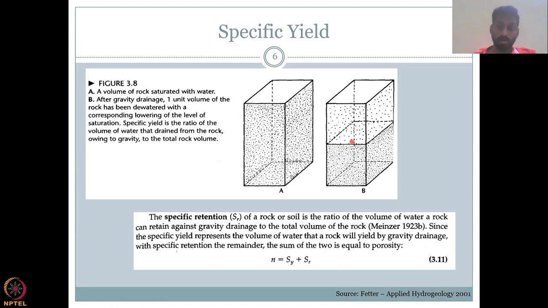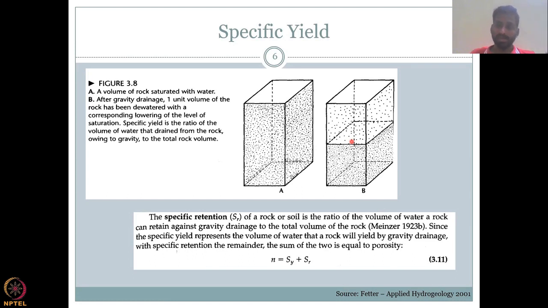So you have the total rock volume that is given to this specific yield. Specific yield is a very important measure of how much water can be drained by gravity and what is remaining. It also gives you an understanding of how much water is remaining in the pore space. So let's give it a name to identify the water remaining in the pore space, and that is given by specific retention, or SR. Specific yield is normally called SY, whereas SR is the specific retention.